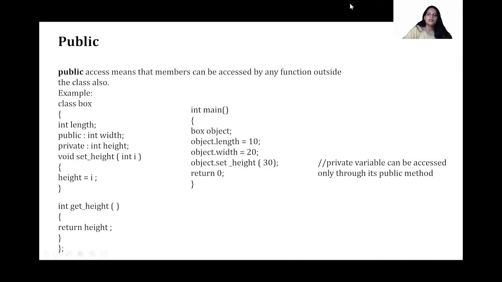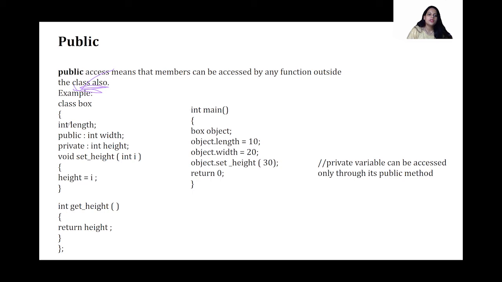So what does this public mean? Public access means that the member can be accessed by any function outside the class also, which means inside the class can access and outside the class also can access this particular member function or data member, whichever you are declaring under public, right? So we have an example here, see it carefully. I have class box.